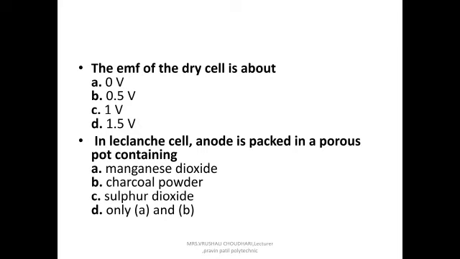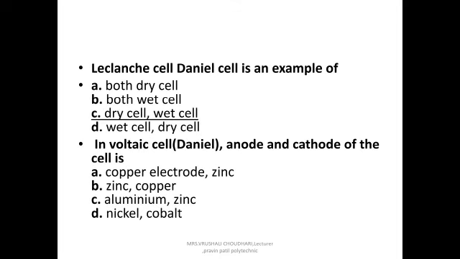In a Leclanche cell, the anode is packed in a porous pot containing manganese dioxide, charcoal powder, sulfur dioxide. Only A and B, so the answer is manganese dioxide as well as charcoal powder. Charcoal powder is added to increase the conductivity. The Leclanche cell is an example of a dry cell, while the Daniell cell, where liquid is involved, is called a wet cell. So the option is 3, dry cell, wet cell.